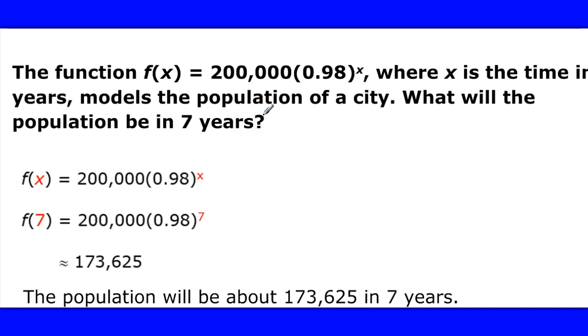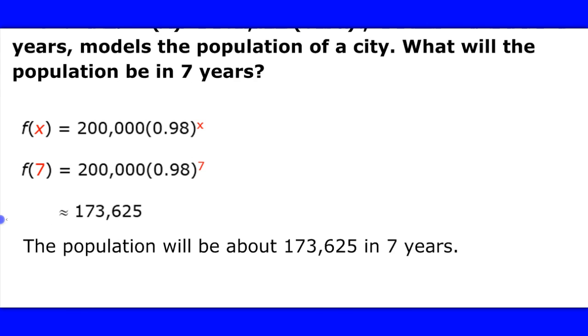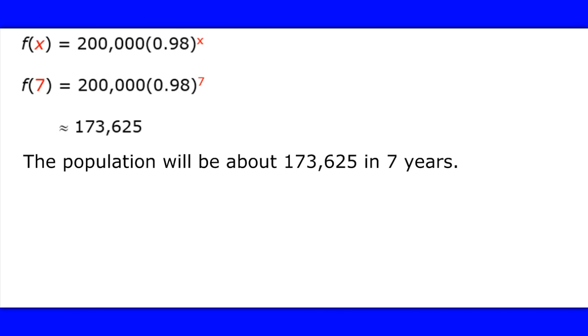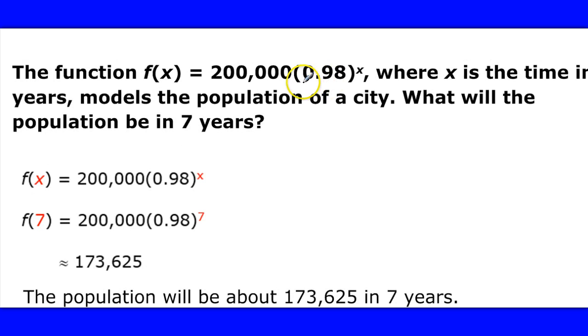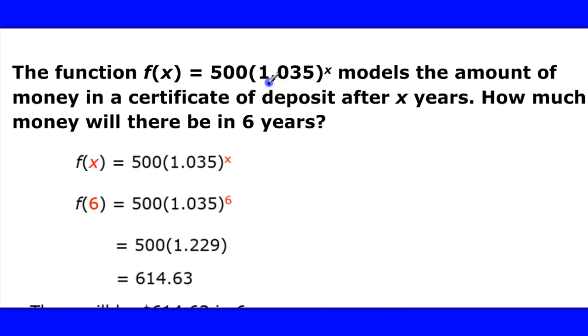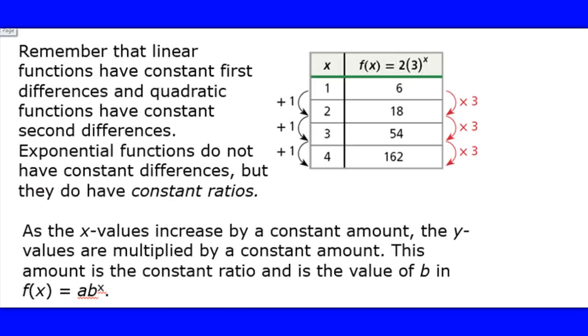So I multiply it by 0.98 one time, and that'll give me after 1 year, and then 2 years, etc. So we put a 7 up there and we do it, and it's down to 173,625. Okay, you'll notice on that one it went down. All right, it's got to be something to do with this right here. That one went down, this one went up, and we'll talk more about that when we talk about exponential growth and exponential decay. Okay, and again, in order for this to be exponential, you have an arithmetic sequence here, and you have a common ratio here.